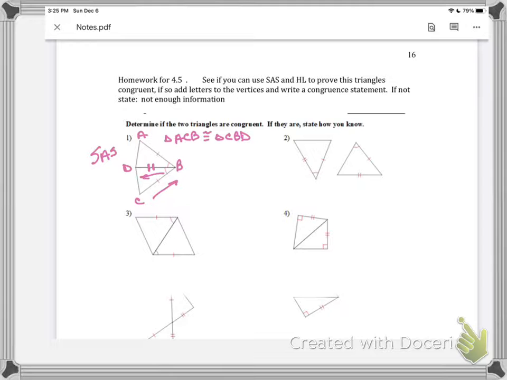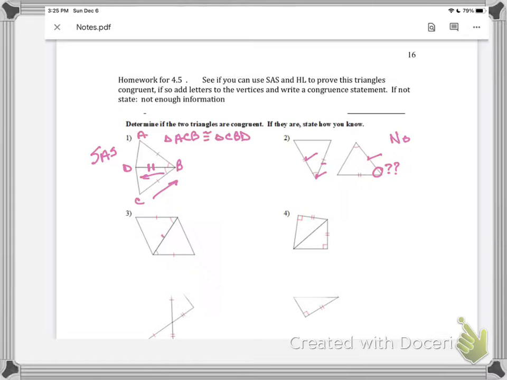Okay, look at this next one. This is set up for side, angle, side, but look at this one. Side, oops, I don't have the angle that's included, so this is a no. Okay, and I'm going to do 3 and 4. So 3, look at 3.